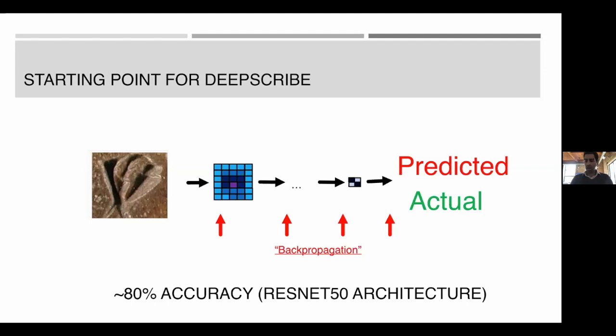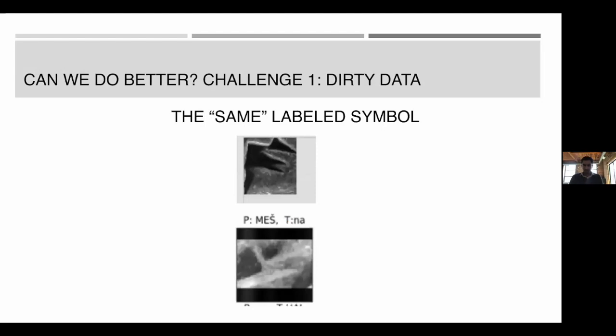This was just right off the bat, using standard computer vision and machine learning techniques, and we got to about 80% accuracy. But that's actually not good enough. There are a lot of hidden nuances in this accuracy metric that I'll dig into. But that was our basic first result that got us really excited about the promise of using machine learning for this problem. The first issue is that this data is definitely not as clean as that MNIST data.